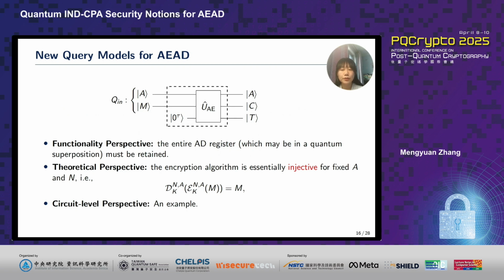This model is reasonable since, first, from a functionality perspective, we need to return the entire associated data register to support decryption and verification on the receiver's side. Second, from a theoretical perspective, the encryption algorithm is essentially injective for fixed A and N. In other words, it satisfies the following function relationship and acts as a one-to-one mapping with respect to message input M. Finally, from a circuit level perspective, we also constructed an example to demonstrate this.